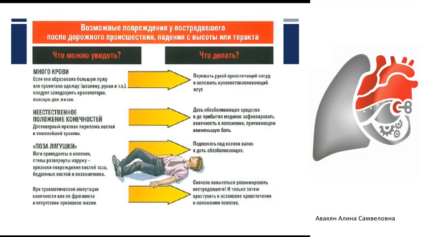With traumatic amputation of a limb or its fragment and no sign of life, first try to resuscitate the victim, and only then start to stop bleeding and apply bandages.